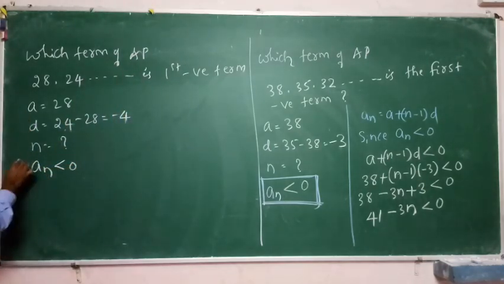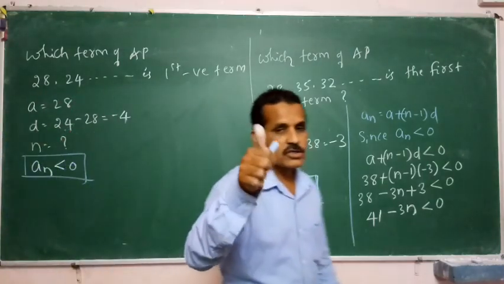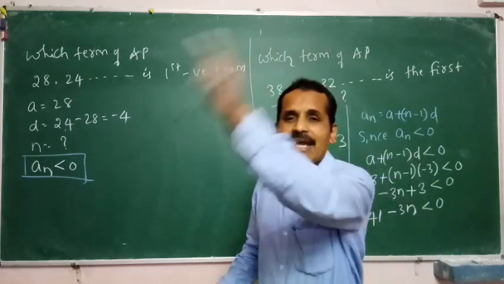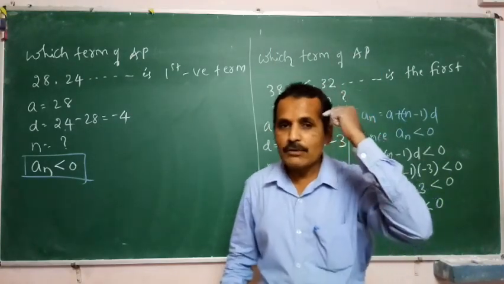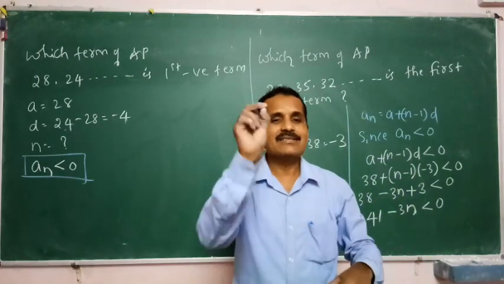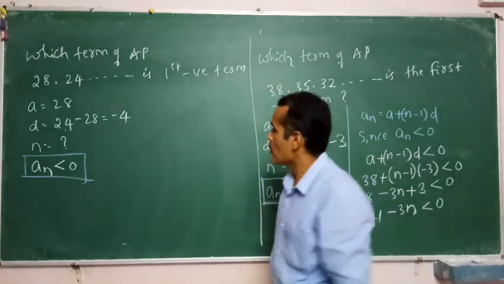My dear children, if you forget this, you can't solve the problem. So whenever in the examination they ask you the first negative, it should be in your mind. First negative means an must be smaller than 0. If that idea clicks in your mind, you can solve the problem. Okay, come on.